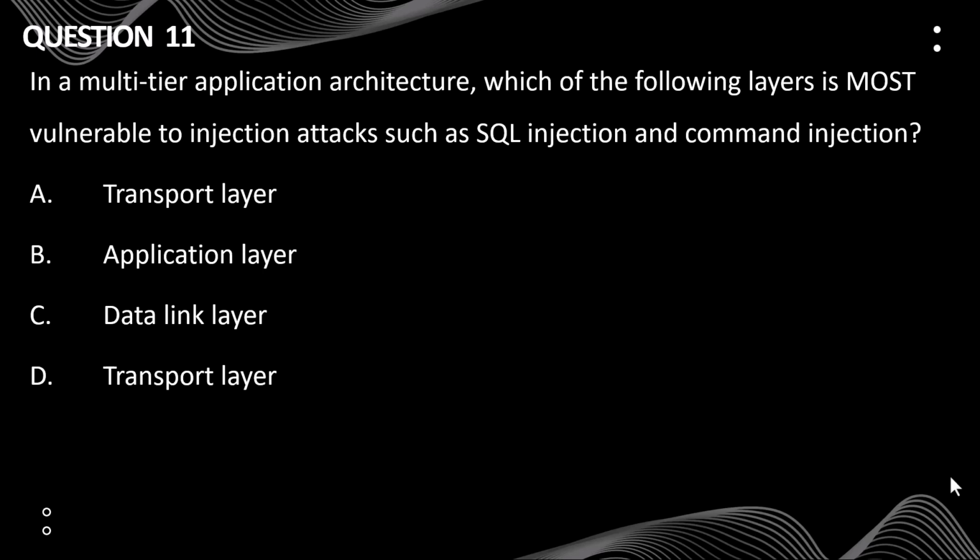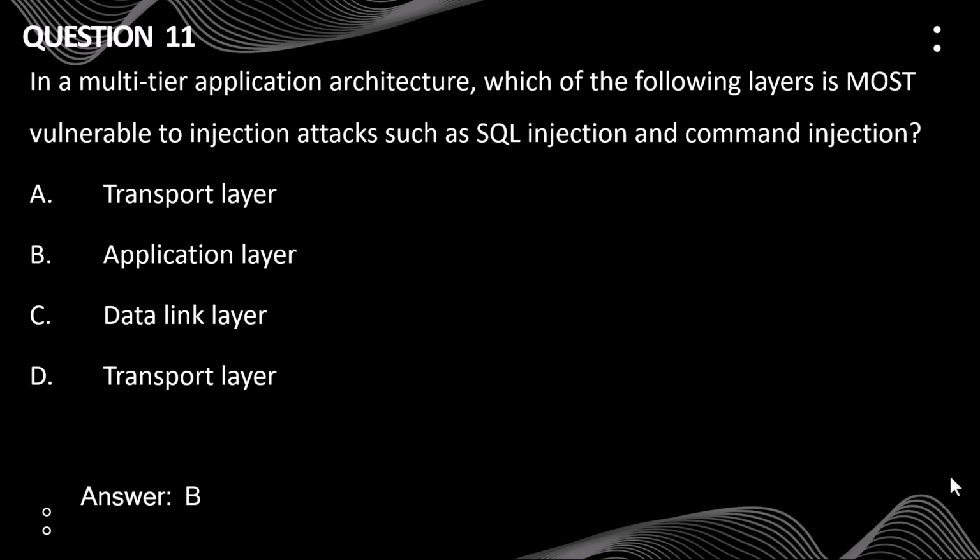Question 11. In a multi-tier application architecture, which of the following layers is most vulnerable to injection attacks such as SQL injection and command injection? Option A, transport layer. B, application layer. C, data link layer. D, transport layer. The answer here will be option B.